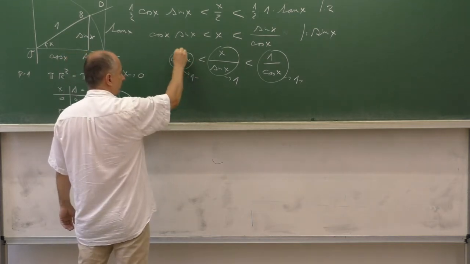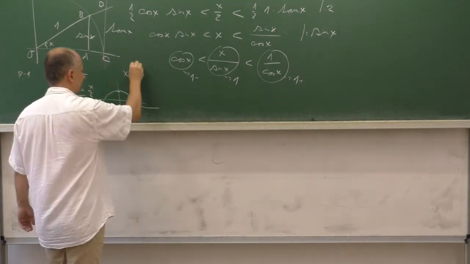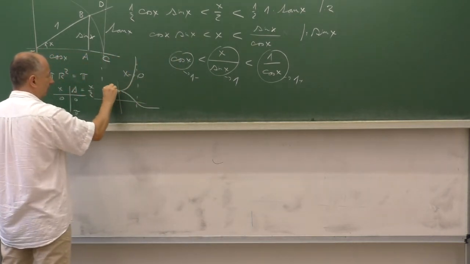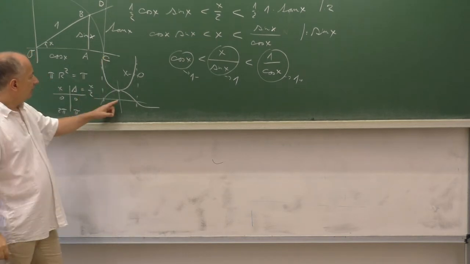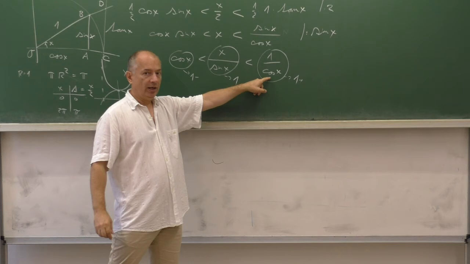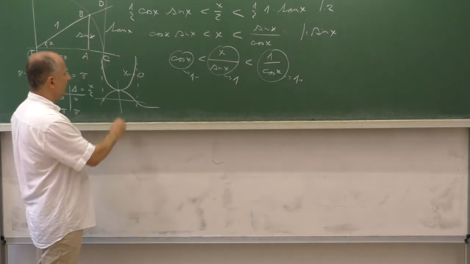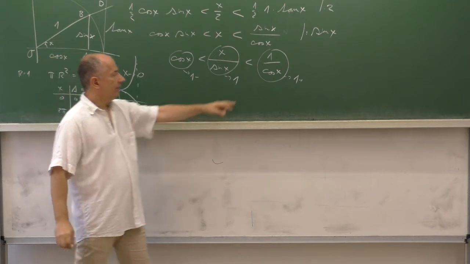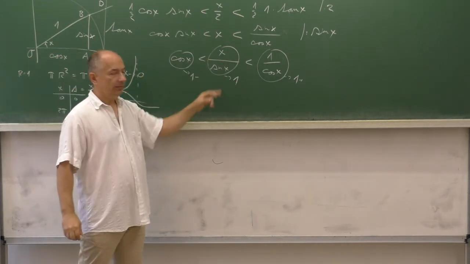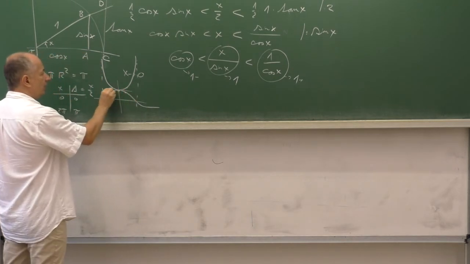And if we sketch cosine here, and if we sketch 1 over cosine, then we have a function like that. For x is 0, this exists, both are equal to 1. And for x close to 0, this is slightly less than 1, and this fraction is slightly greater than 1. And this fraction, x divided by sine of x, is a function that goes somewhere here in between.